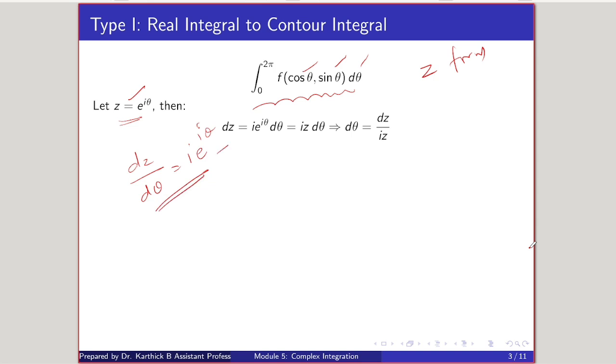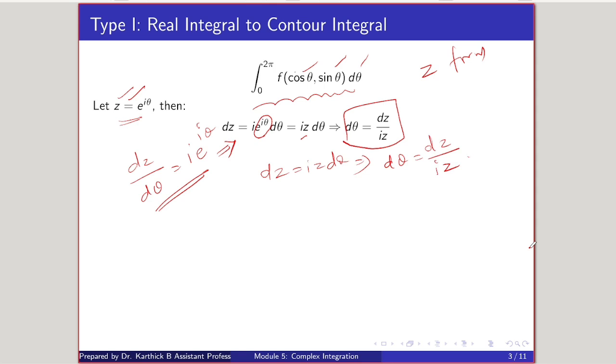So within this equation, I may get dz equal to i e power i theta d theta. Then we may substitute e power i theta equal to z, because that is our assumption. So I have substituted i z d theta. So finally we get dz equal to i z d theta, and from this, d theta can be written as dz by i z. Okay, and we have to convert all theta terms.